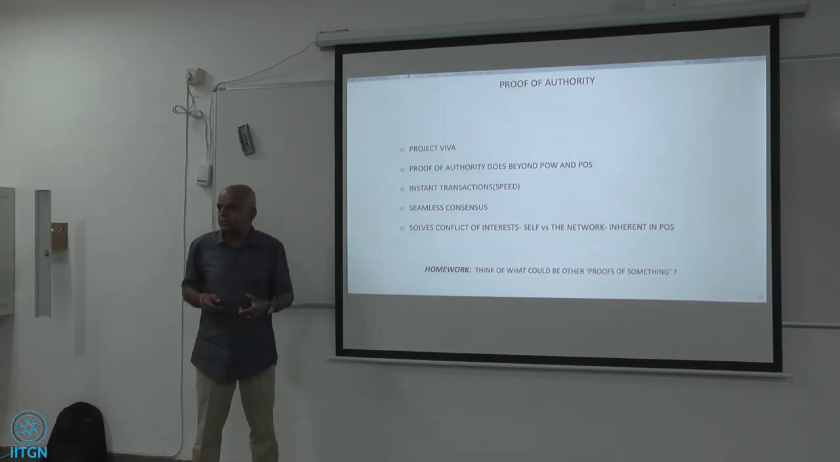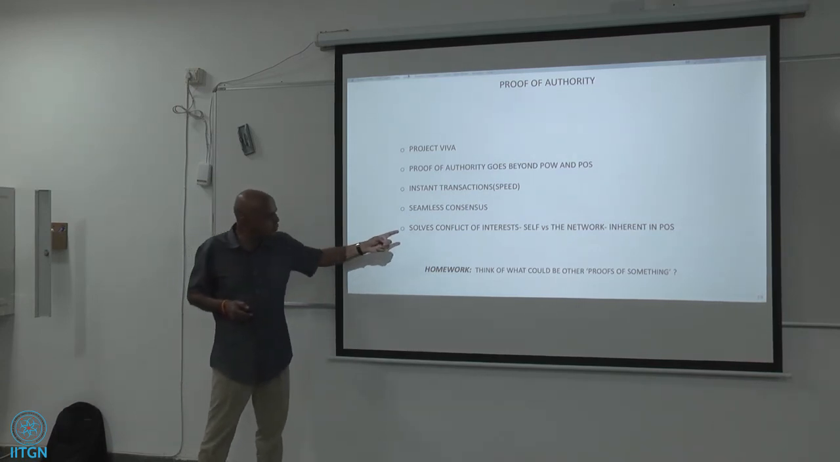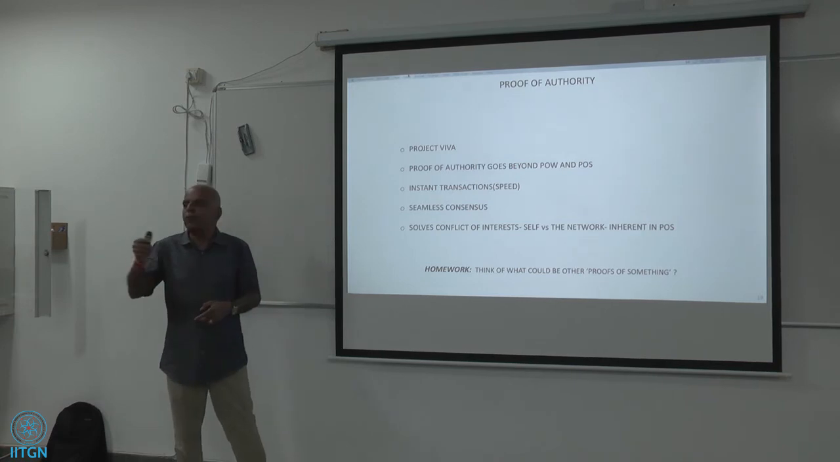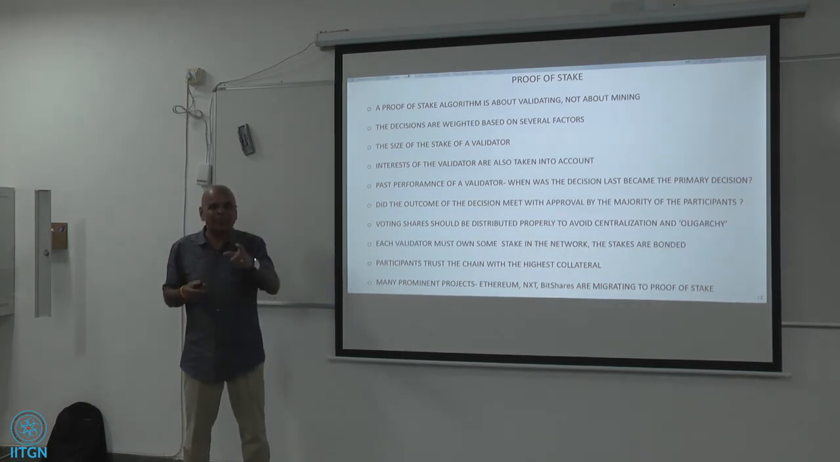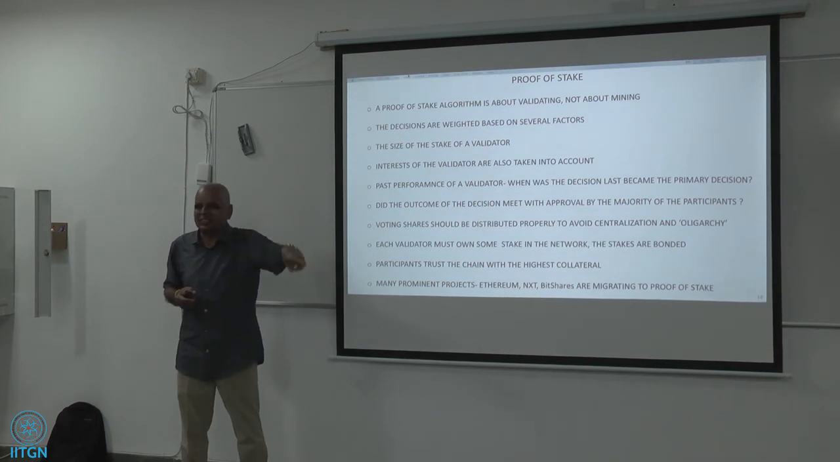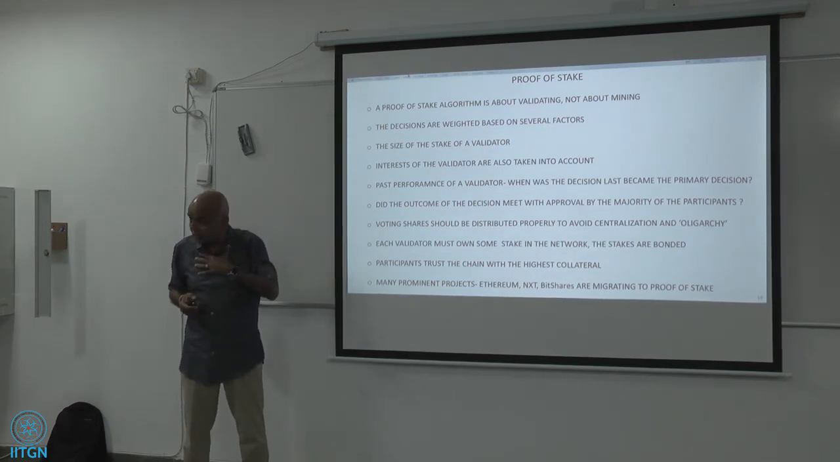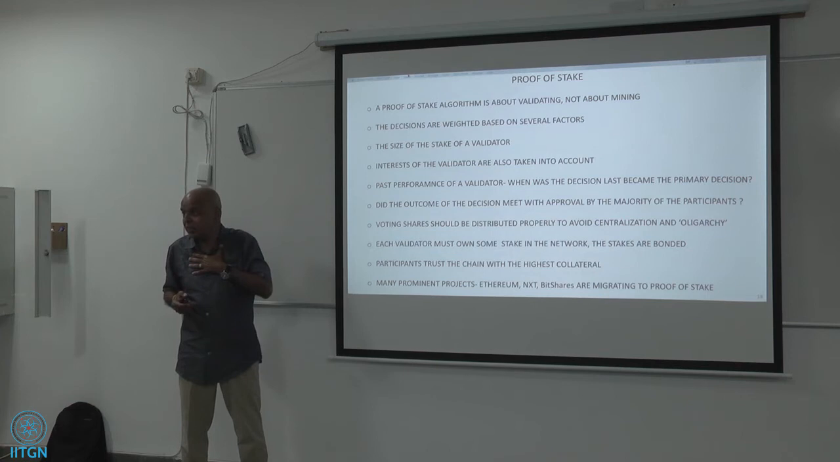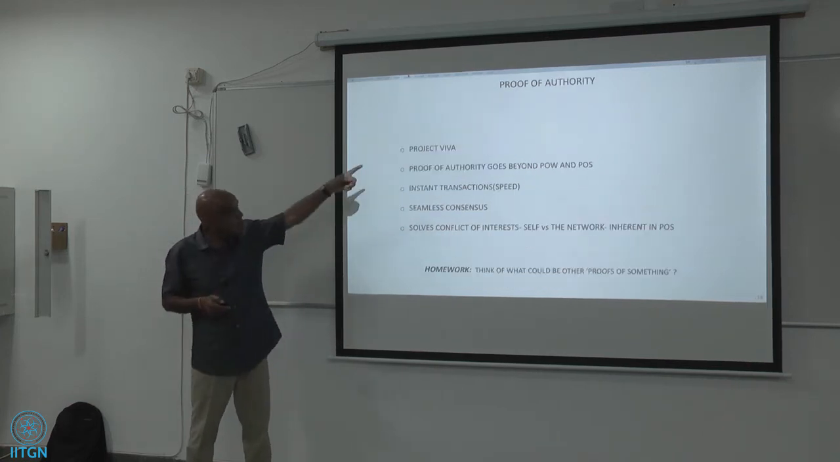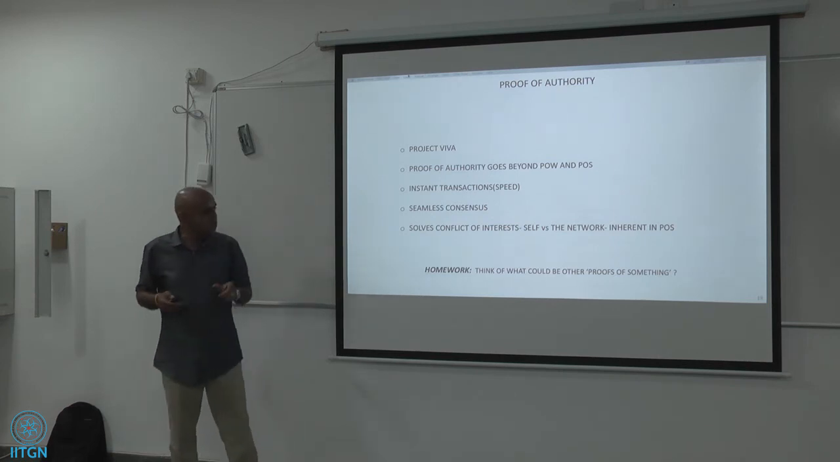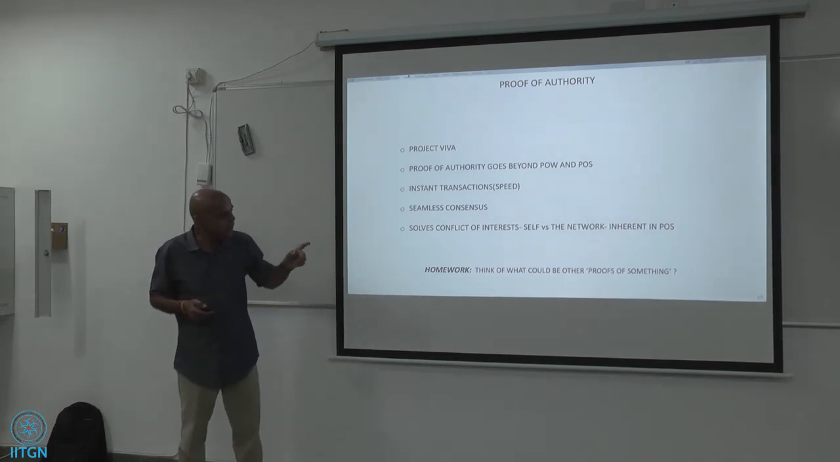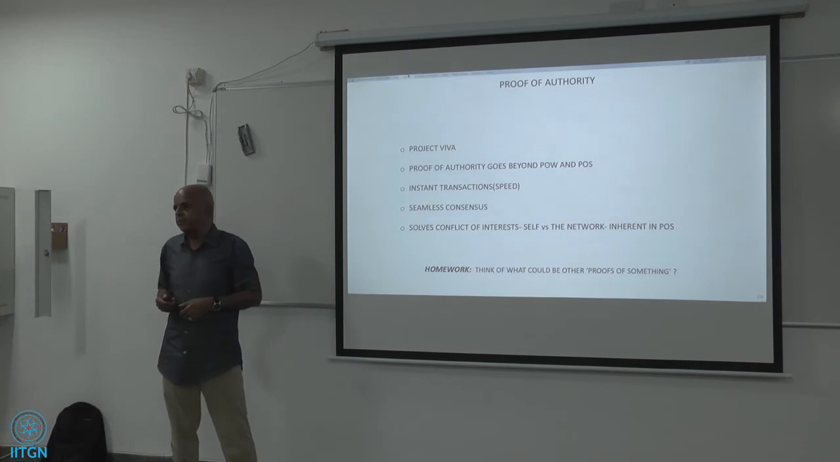Seamless consensus solves conflict of interest, self versus network. For example, in proof of stake, the self interest was not necessarily the same as the network's interest, because if I own a stake in the network, then guess what? I will buy it, right? So this one, proof of 30, does solve conflict of interest, self versus network, inherent in proof of stake.